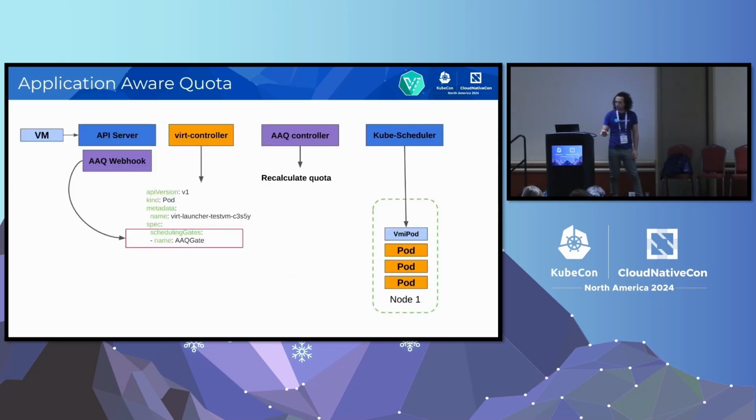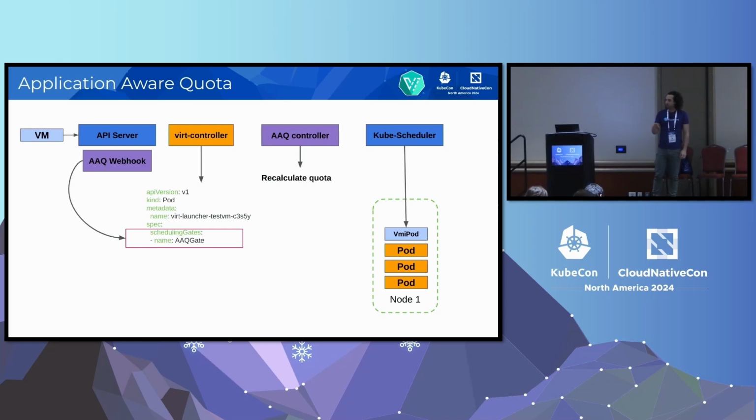And we can rely on this mainly because both our VM creation flow and the migration flow eventually create pods. And when these pods are committed to the system, the AQ webhook would add this scheduling gate to them, effectively suspending them. And at that time, the AQ controller would be able to recalculate the quota in the system and would check if the suspended pods can fit into the remaining quota. If they do, the gate will be lifted, and these will be scheduled to the nodes.